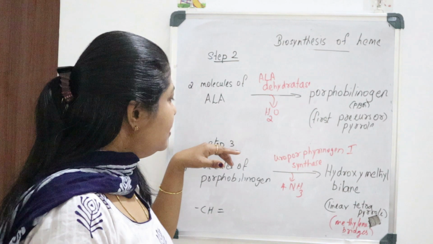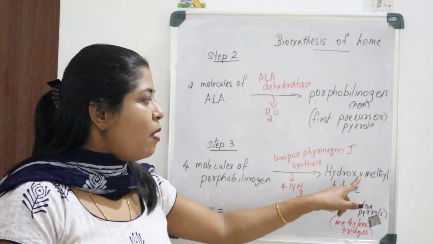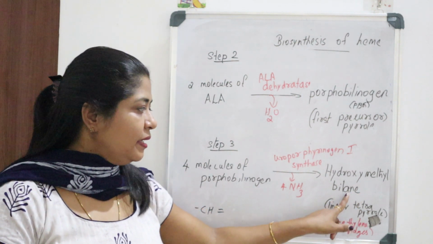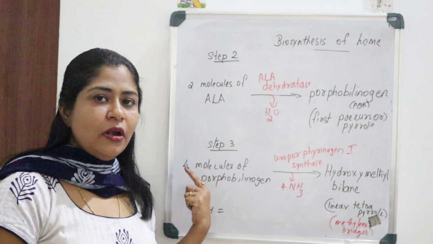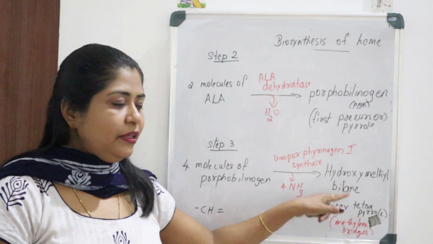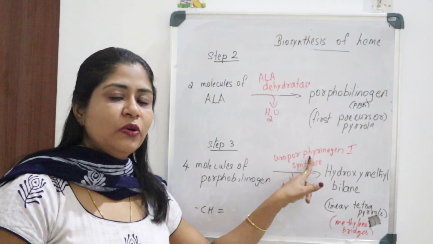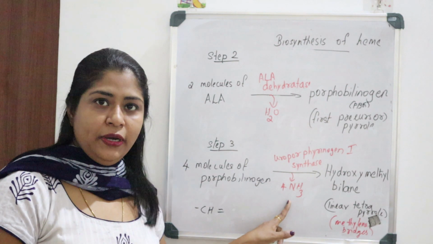Now moving to the third step, 4 such porphobilinogen molecules join together to form hydroxymethyl bilane. Here the step is catalyzed by uroporphyrinogen 1 synthase, and we can see the removal of 4 molecules of ammonia.